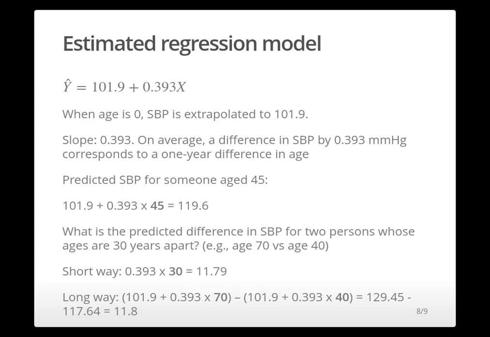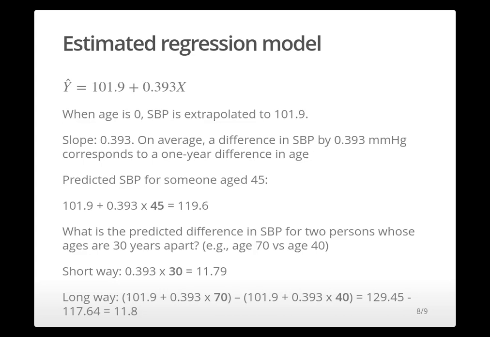What is the difference in systolic blood pressure between two persons whose ages are 30 years apart, like age 70 and age 40? According to this equation, their typical difference is 0.393 times 30, which equals 15.3 millimeters of mercury. Or we can get the predicted values for age 70 and age 40, for example, and then compute their difference.